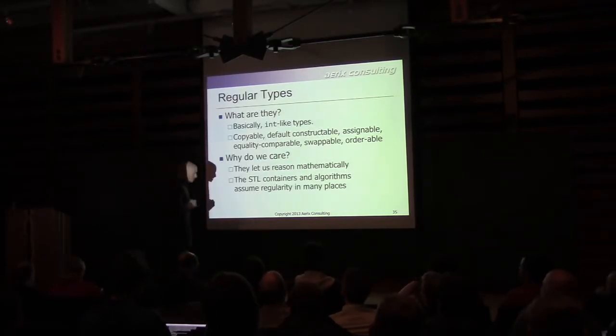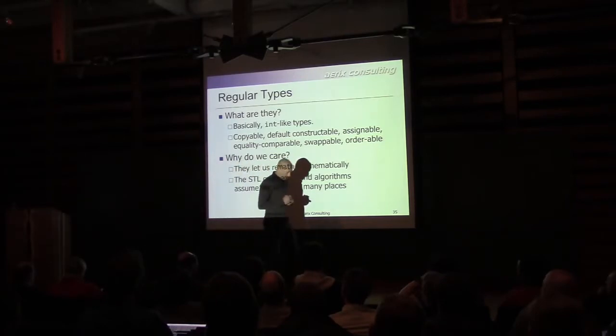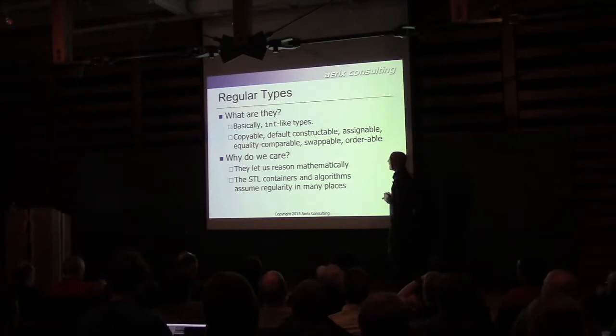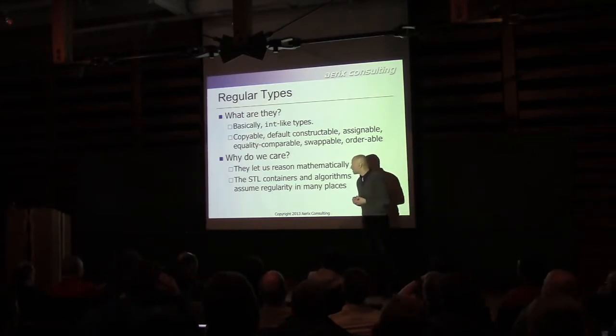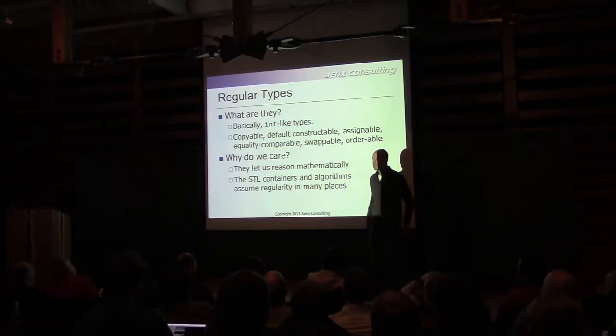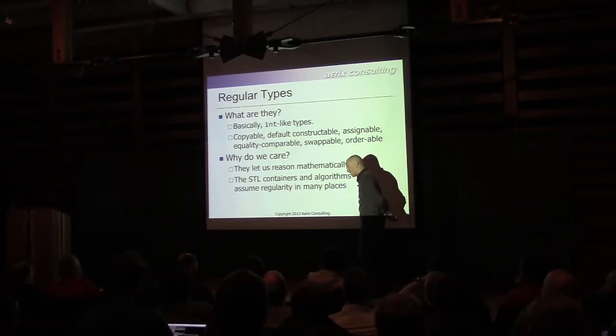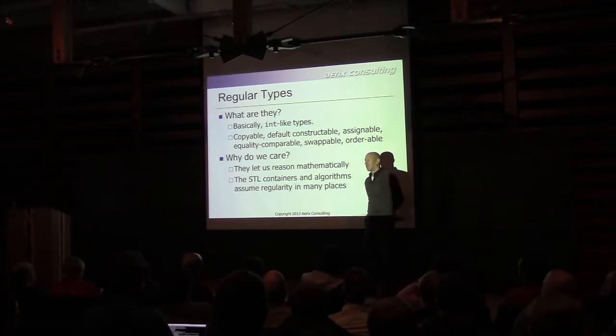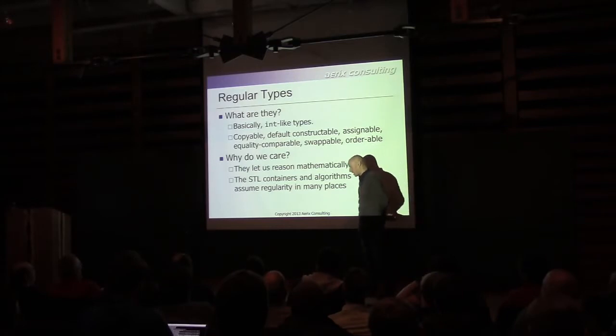Okay, so in order to talk about this stuff, we need to talk about regular types. Regular types let us reason mathematically about our code. And we care about regular types because we care about being able to reason about our code, but also because the standard library kind of assumes regularity in a lot of different places. And if we want our types to play nicely with the standard library, we should really think hard before we make our types irregular.